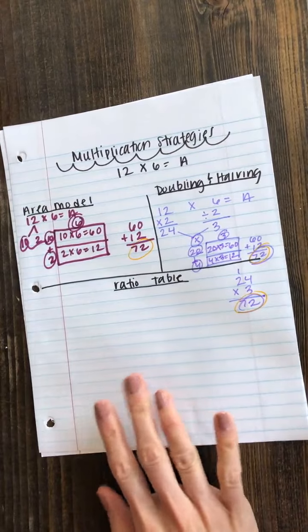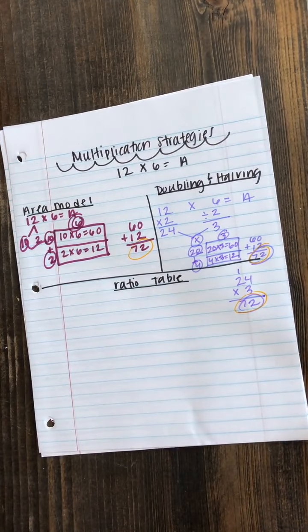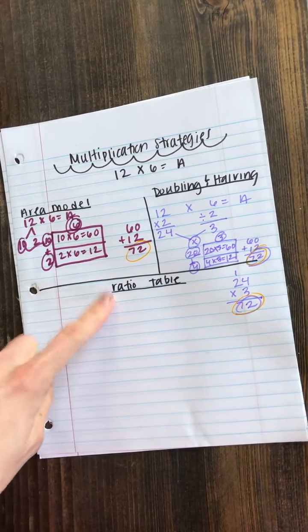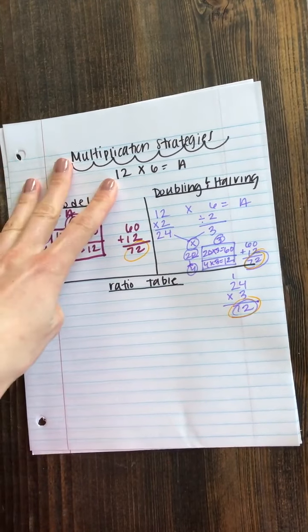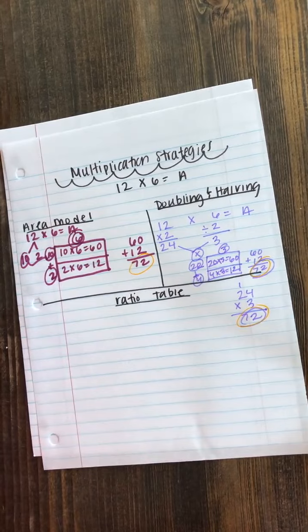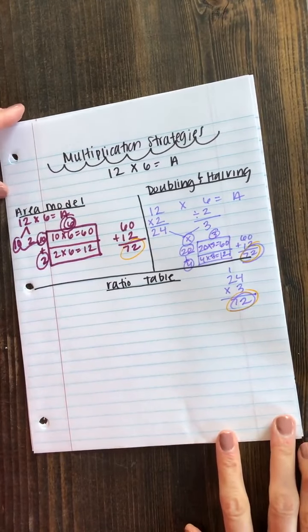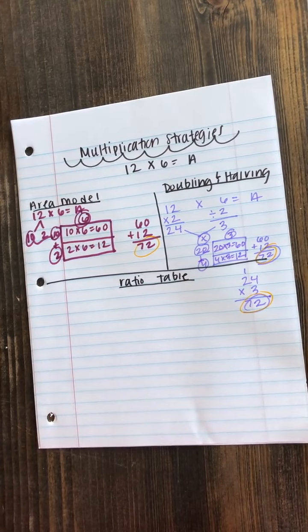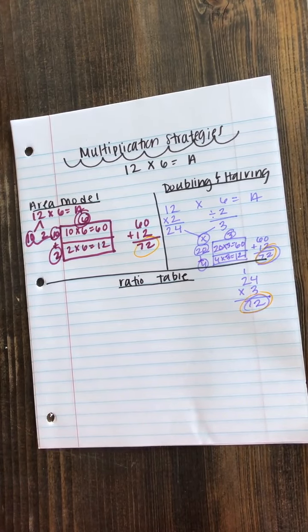Now for ratio table, the reason I left so much space here is because I'm actually going to show you how to make your ratio table, and we're gonna go all the way to 12 because I know that a lot of students get a little nervous when they hear the word ratio table, but what's really cool about ratio table is if you can skip count, if you think, oh man, my favorite way of multiplying things is skip counting, then ratio table is a really good strategy for you because really all that a ratio table is you're just skip counting over and over.